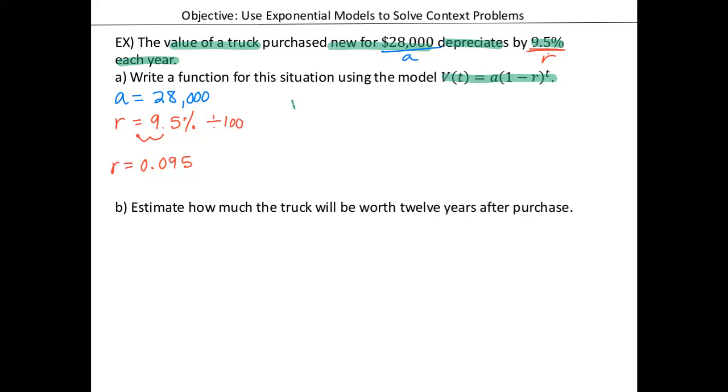So then just plug it in. We have v of t is equal to the a value, which is 28,000, times parenthesis 1 minus r, and r this time is 0.095, raised to the t power.